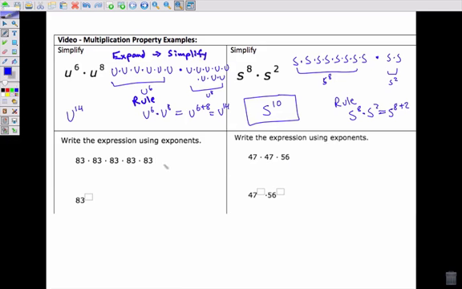This next problem is just a reverse expansion. So we're counting up, we have 1, 2, 3, 4, 5 83s all multiplied together. So that 83 would be to the 5th power, since there are 5 of them, all multiplied by each other. Okay. Then over here I've got a 47 twice, so that would be 47 to the 2nd. And there's only one 56, so this would just be 56 to the 1st. Okay, so 47 squared times 56 to the 1st.